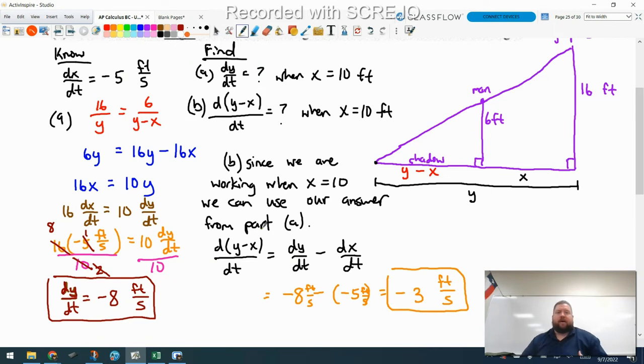Okay, and if you think about it, do negative numbers make sense? They should, because the man is moving closer to the light source, so the shadow is also moving closer to the light source, and then the shadow is also getting smaller as the man gets closer to the light source because the angle would make it hard for the light source to continue on. All right, so there's your shadow problem.